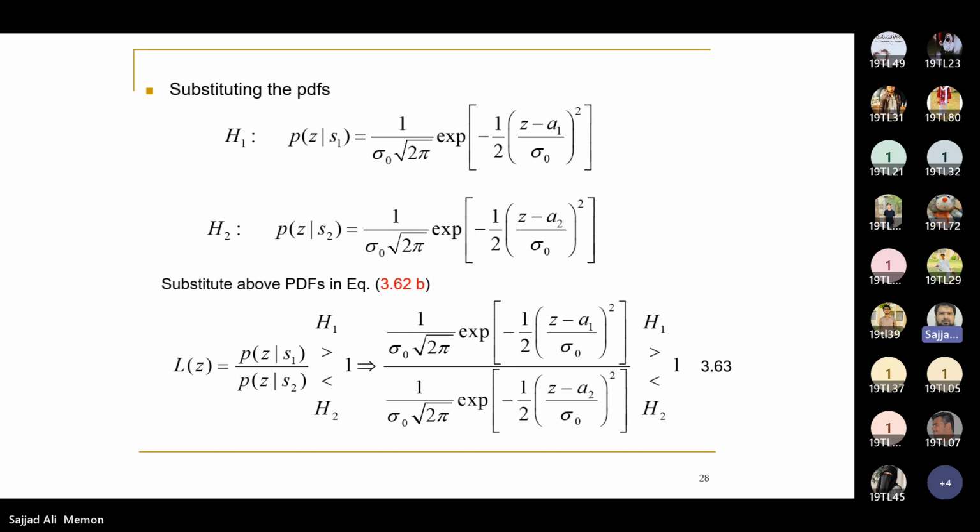So the probability distribution functions for hypothesis H1 (signal S1) and hypothesis H2 (signal S2) are equal. We did nothing, but just replace N with Z minus A1 and Z minus A2. As you know, the received signal is the combination of the actual signal plus the noise, so Z is equal to Ai plus N. So N will be equal to Z minus Ai. So instead of Ai, we will have A1 and A2.